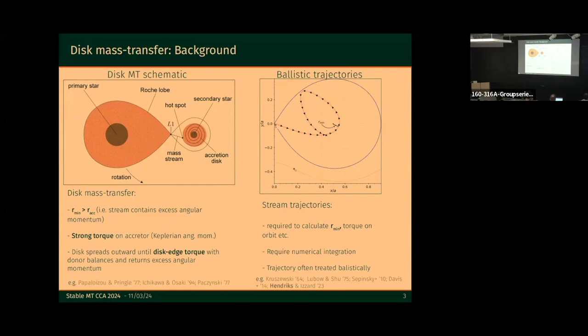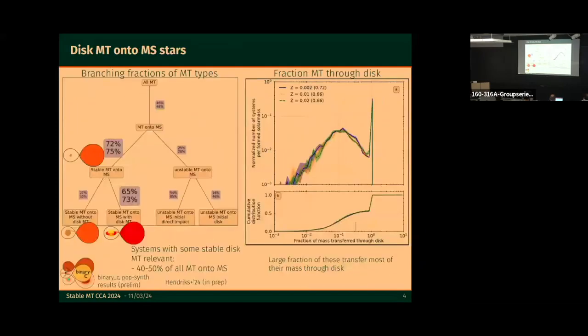A big part of this is calculating the stream's ballistic trajectory to calculate this radius of closest approach. This requires numerical integration, and the stream is usually assumed to be ballistic. And that's where this asynchronous thing will come in. But first, I wanted to know how prevalent disk mass transfer onto main sequence stars is.